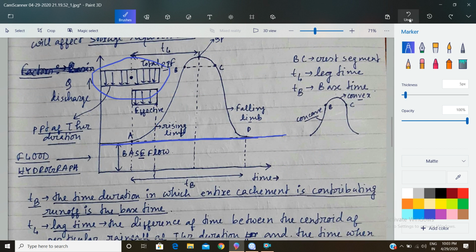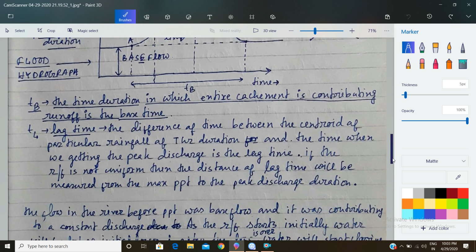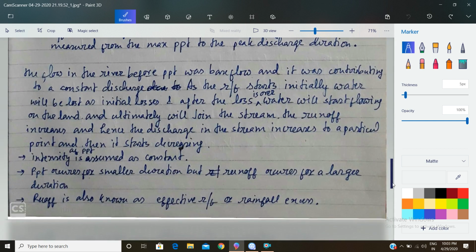Now see here, this is written here. What is lag time, what is time of concentration, what is base time is written here. The flow in the river before precipitation was base flow, and it was contributing to a constant discharge.